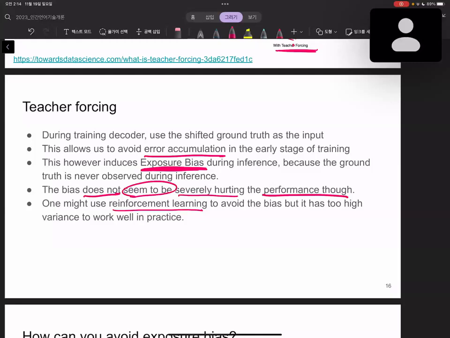이게 그렇게 막 성능에 큰 이제 손해를 주는 건 아닌데 주긴 줍니다. 분명히 주긴 줘요. 그래서 이것들을 줄이기 위해서 많은 방법들이 나왔는데 보통 레인포스먼트 러닝으로 이 문제를 풀려고 하는데요. 이게 잘 안 됩니다. 바이어스 줄이려다가 베리언스를 너무 크게 하기 때문에 실제로 쓰기가 너무 어렵습니다.